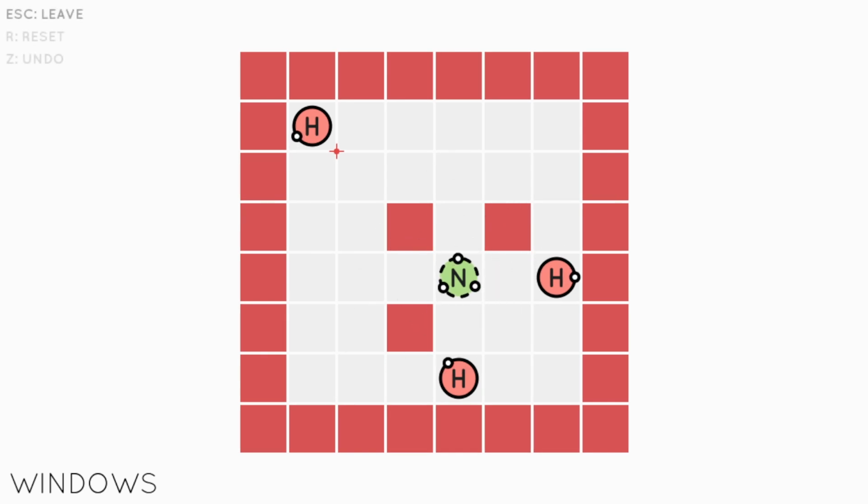Windows. Right, so we have a bunch of windows over here. I need to form NH3. How? What? Okay. I think this was also one of the levels that gave me a lot of trouble. See if I can do anything here. I can bring stuff in. Do I want to bring stuff in?